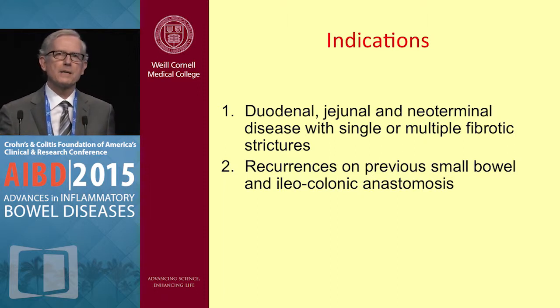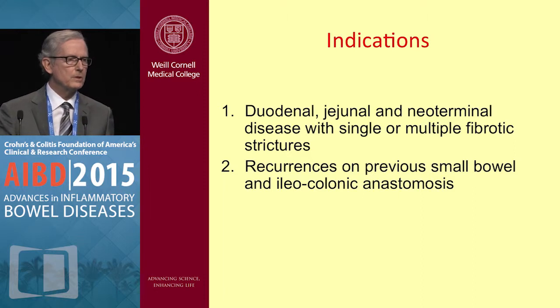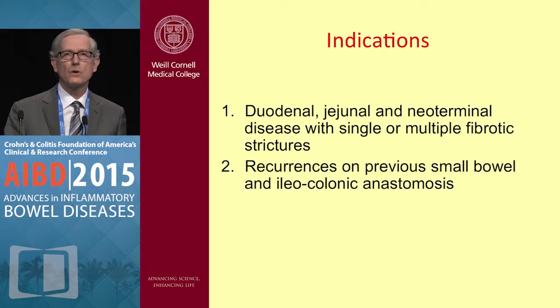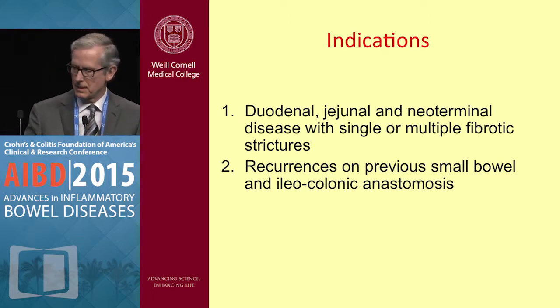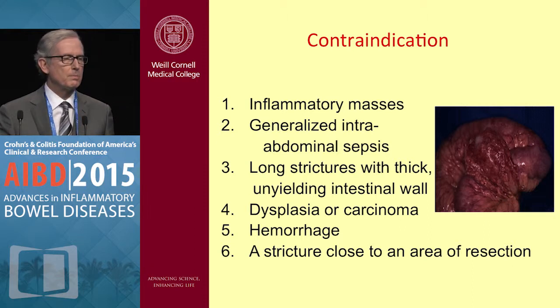So to summarize, when to do stricturoplasties? Well, these are the indications: duodenal, jejunal, neoterminal disease with single or multiple fibrotic strictures, and recurrences on previous small bowel and ileocolonic anastomosis. Probably even more important is to figure out when not to do stricturoplasty. So what are the contraindications?